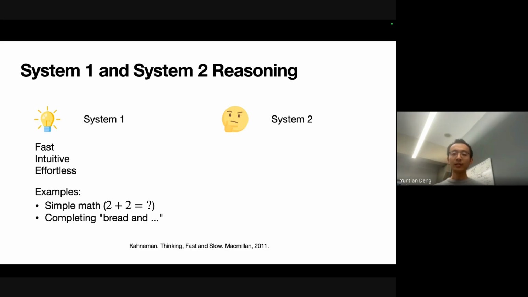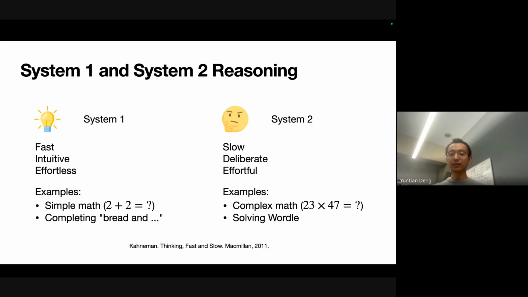But on the contrary, we also have a different system of reasoning, called System 2 reasoning, which is slow and deliberate and requires a lot of effort. Even if we just make our math question a little bit more challenging, let's say a 2-digit multiplication problem, I'd say most humans will need to think really hard to answer a question like, what is the product of 23 and 47?